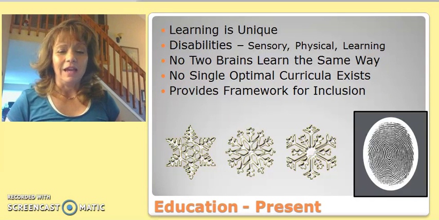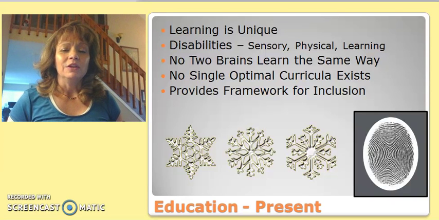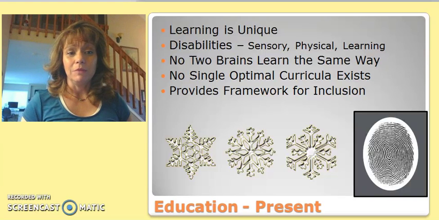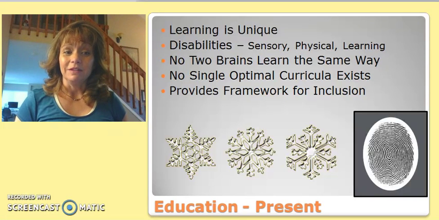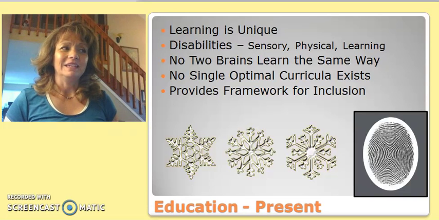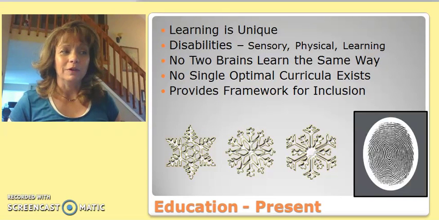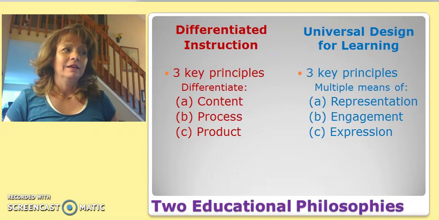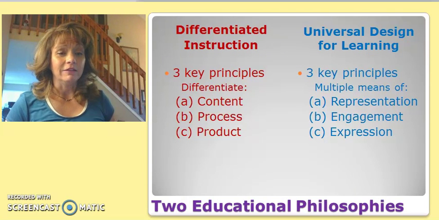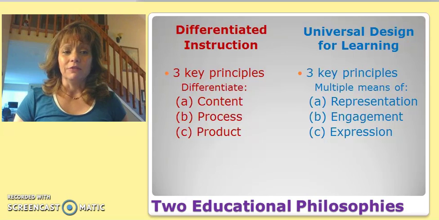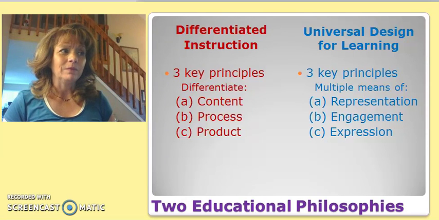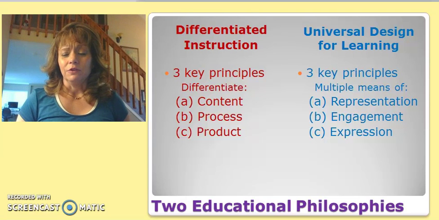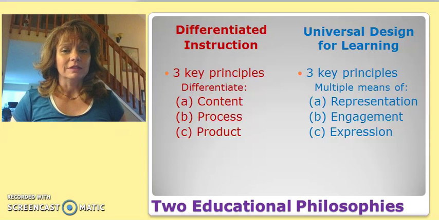Therefore, educators today understand that no single curriculum is ideal for every student, or even most students. We are all beautifully different. This idea provides an excellent framework for inclusion. As educators rise to the challenge of teaching to the full diversity of the inclusive classroom, two educational philosophies have emerged: differentiated instruction and universal design for learning.